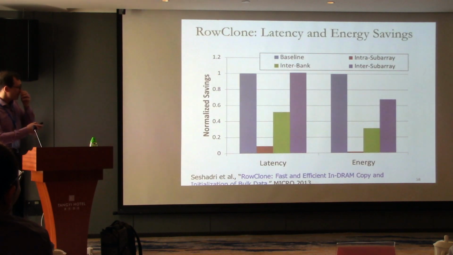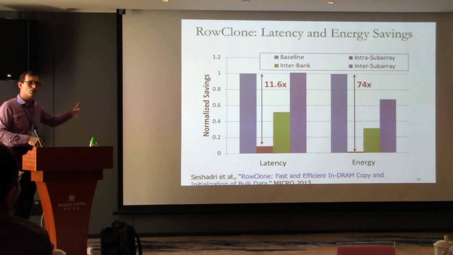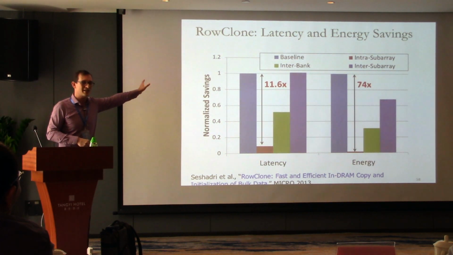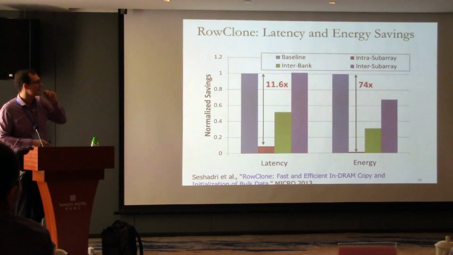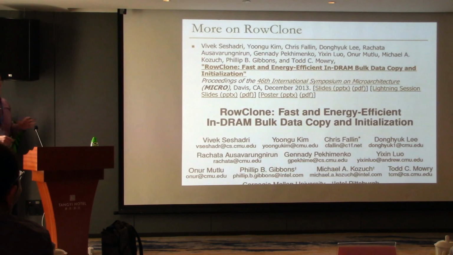So basically, when we published the paper, we showed that you could reduce the latency of a 4 kilobyte row copy by more than an order of magnitude, and reduce the memory energy by almost 2 orders of magnitude. If you optimize this, you can easily get to 2 orders of magnitude, in my opinion. It's not that hard. Okay, so that's row copy.